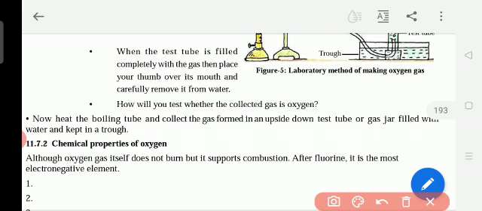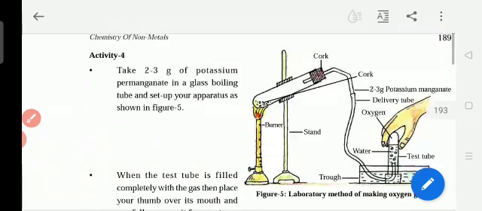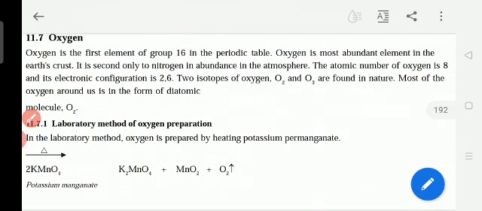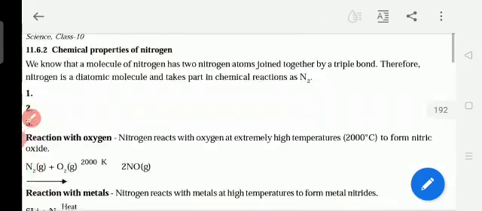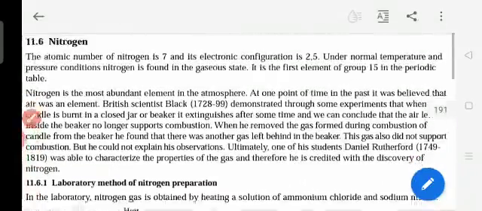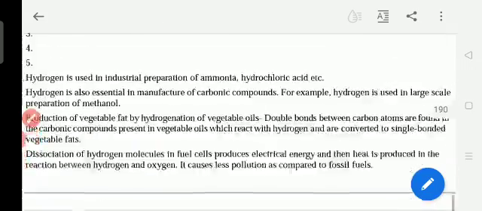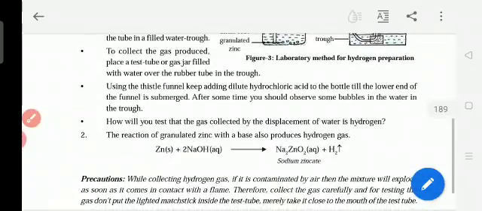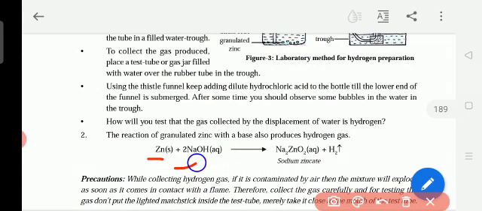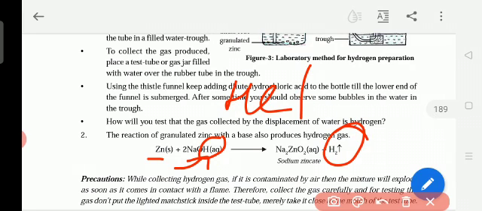When we bring a matchstick, it will keep burning because oxygen supports burning. So to prepare oxygen, they use potassium permanganate. To prepare nitrogen, they use ammonium chloride and sodium nitrate. And to prepare hydrogen gas, any metal reacts with an acid or base, where OH represents the base and HCl is the acid, and hydrogen gas is released.